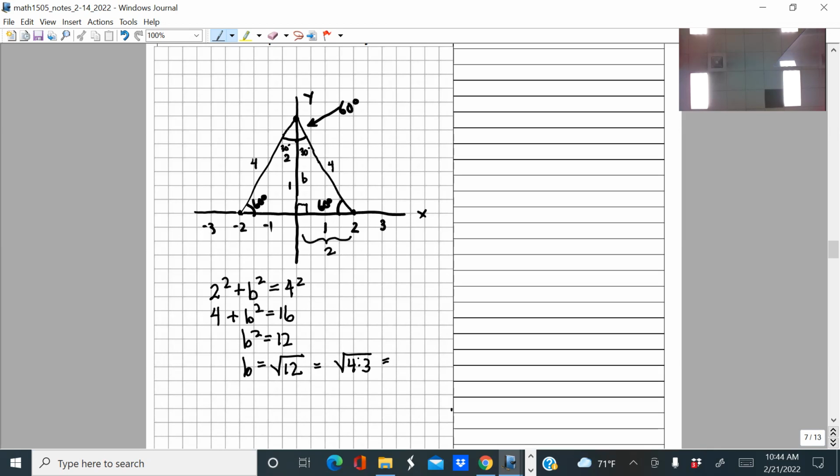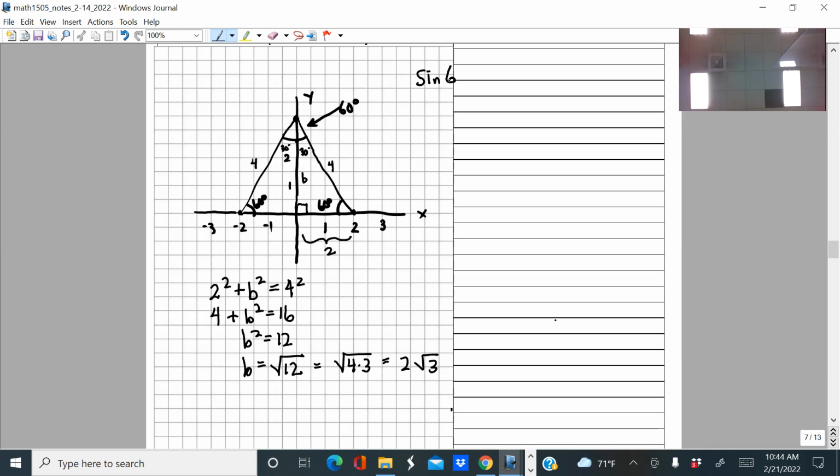So you can extract the square root of 4 and you get what? 2 times the square root of 3. So there's the length of b. It's not a perfect square. It's got the square root in it, but it's 2 times the square root of 3. Now see, now you're done, right? Okay. Now we can start writing down all of our trig ratios.